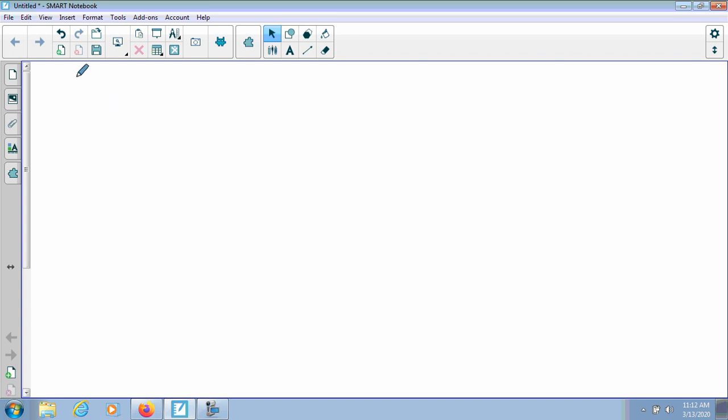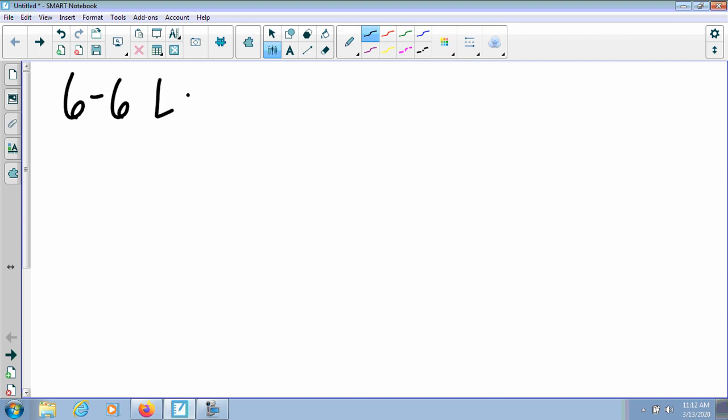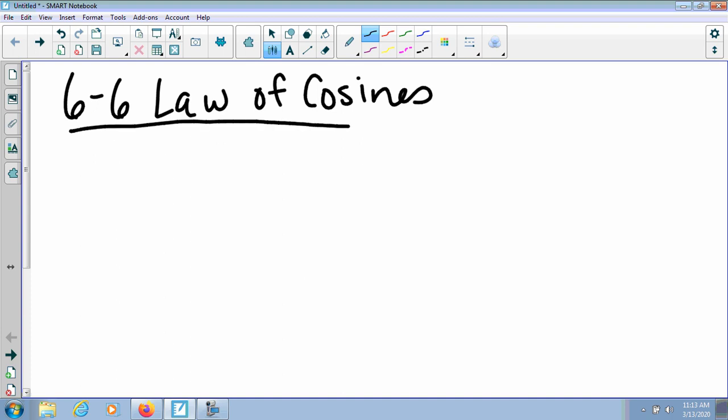These are going to be your 6-6 notes. Perfect. 6-6, and that is the law of cosines. And I'll try to go slow enough so you can write stuff down and get it in your notes, so that you'll have it in your notebook. But the law of cosines, we're going to use that if we can't use the law of sines.